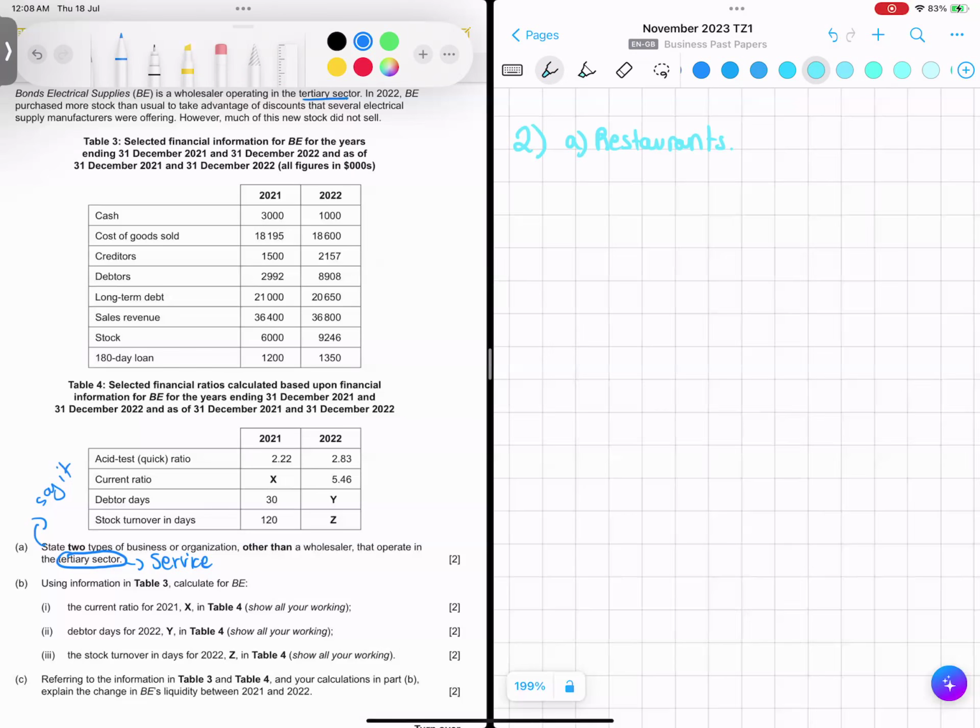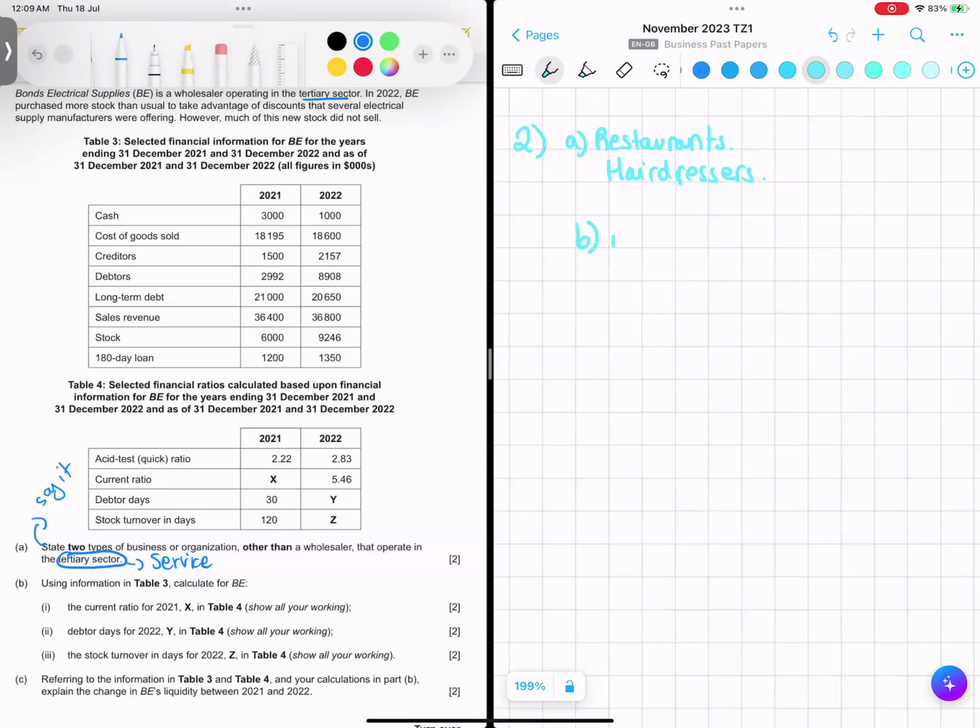They said two types, so I'm going to say hairdressers. But if you want other ideas, I can just tell you some tertiaries. You have cinemas, you have hospitals, you have schools. So yeah, but these are two. So that's it for now.